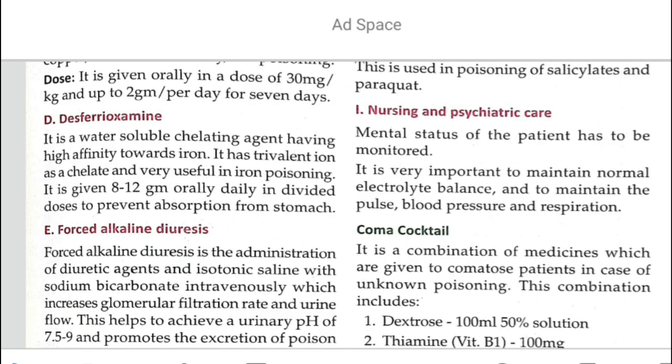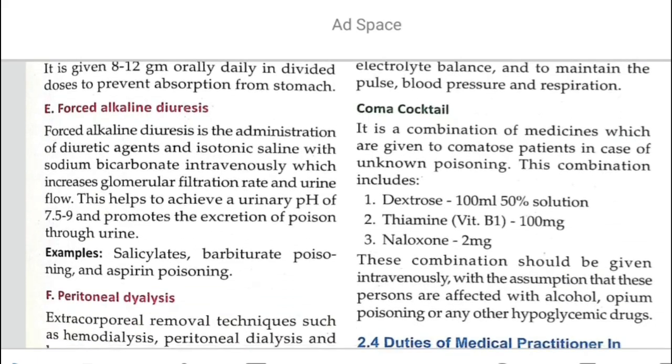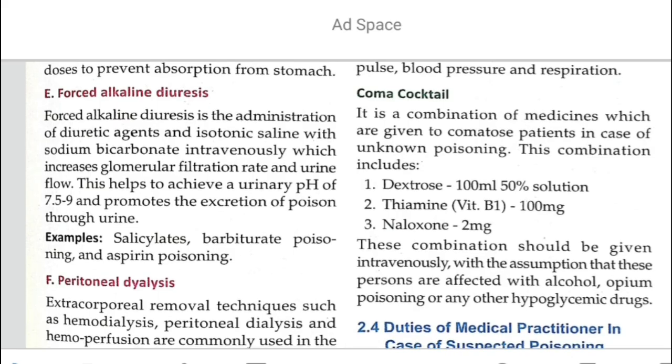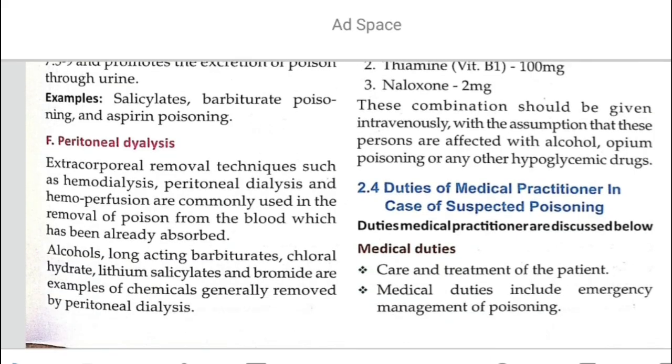Nursing and psychiatric care. Mental status of patient has to be monitored. It is very important to maintain the normal electrolyte balance and to maintain the pulse, the blood pressure, and respiration. Coma cocktail. It is the combination of medicines which are given to comatose patients in case of unknown poisoning. This combination includes dextrose 100 ml 50% solution, thiamine, vitamin B1 100 mg, naloxone 20 mg. These should be given intravenously with the assumption that these persons are affected with alcohol, opium poisoning, or any other hypoglycemic drugs.